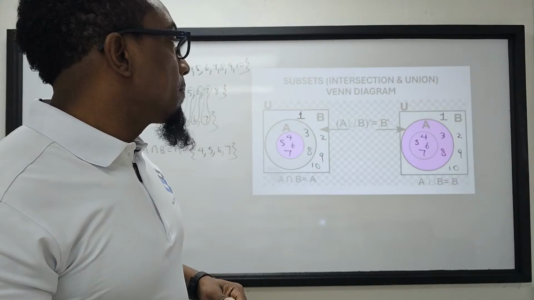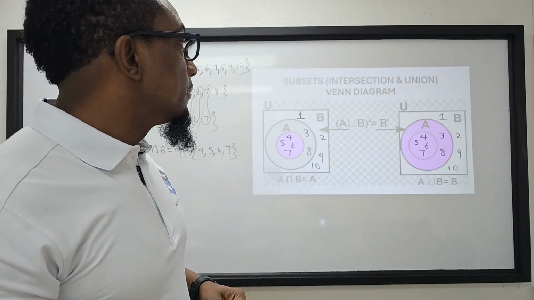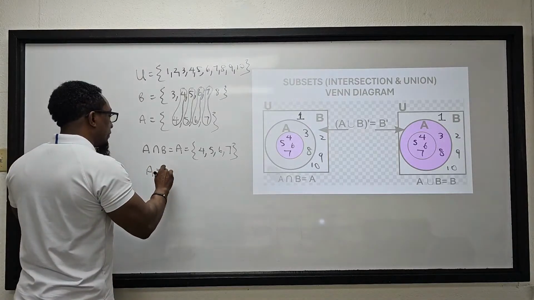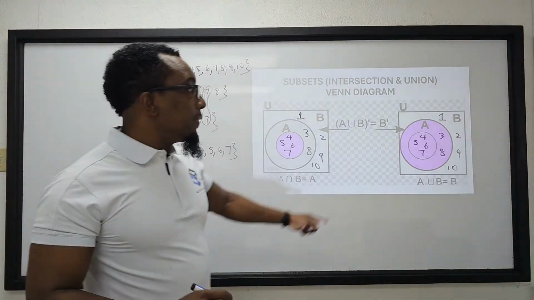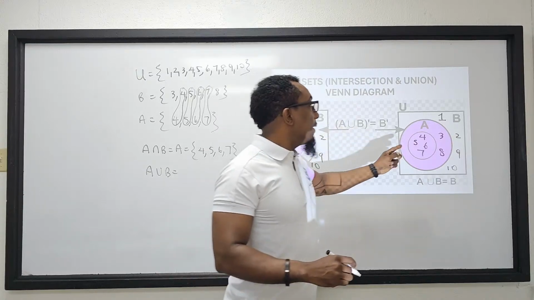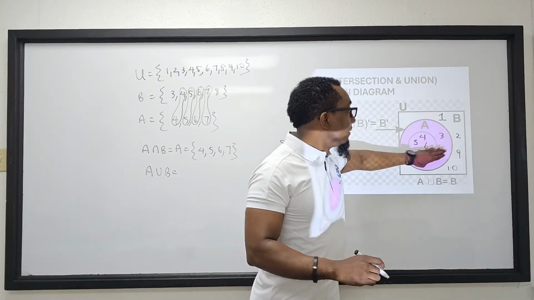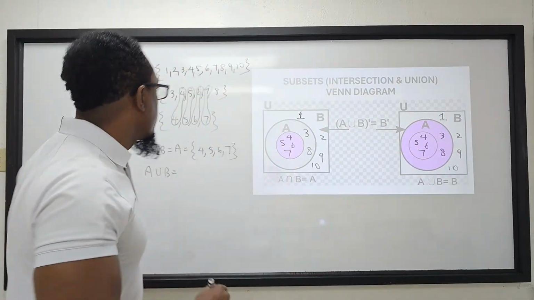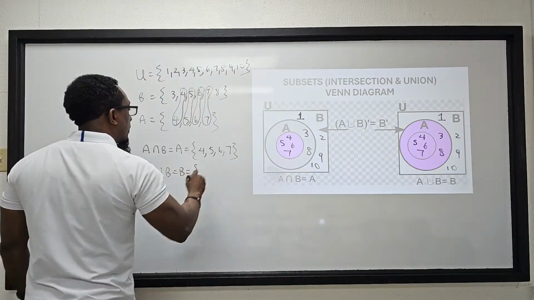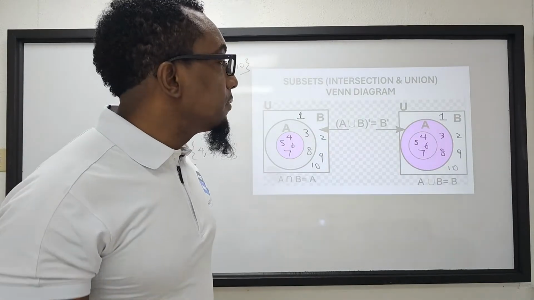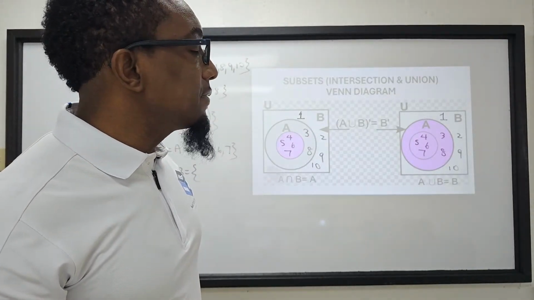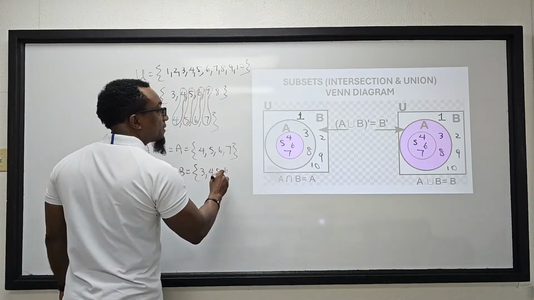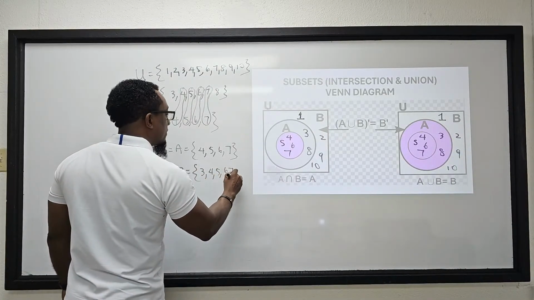If we're looking at A union B, looking at this diagram here, A union B will be this entire region here, which is set B. And that will be equal to the elements 3, 4, 5, 6, 7, 8. So I'm going to place 3, 4, 5, 6, 7, 8.